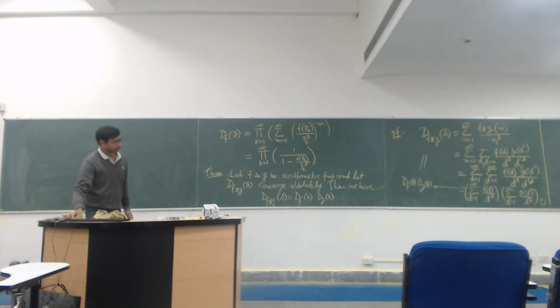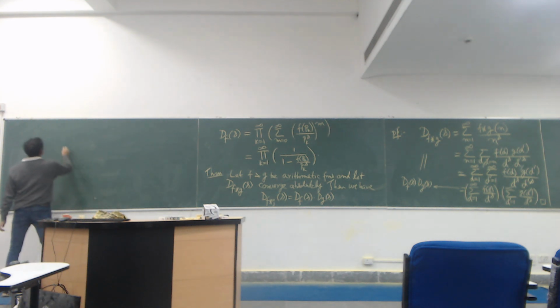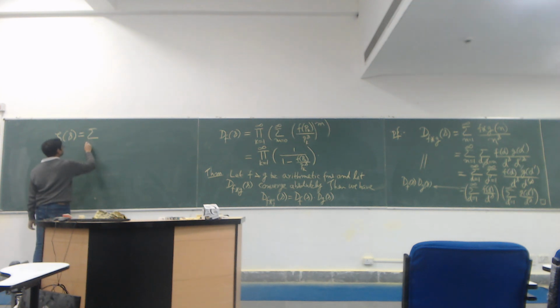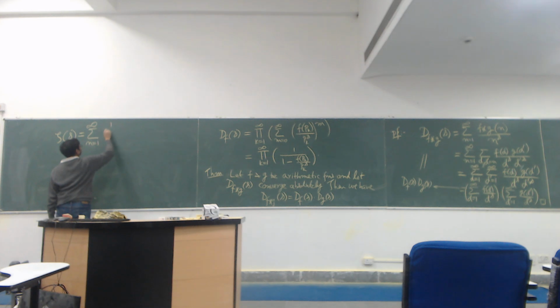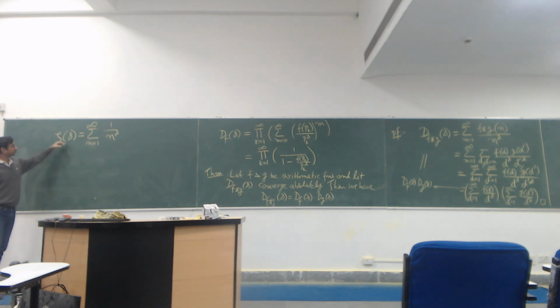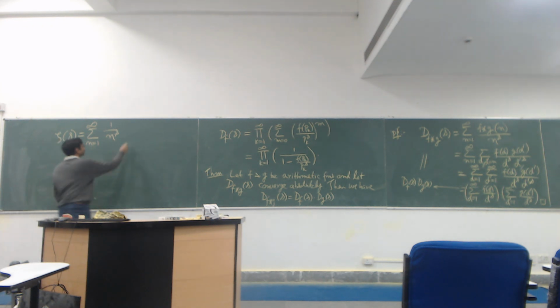Right now, what we have from here, we define zeta as this sum, the sum for n from 1 to infinity of 1 by n to the power s. So can you recognize which Dirichlet series this is? It is for f equal to 1.